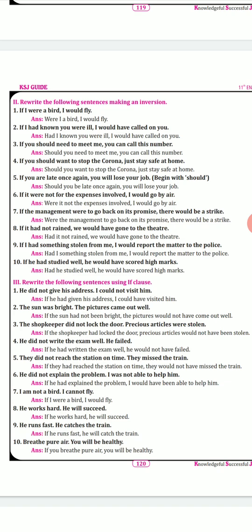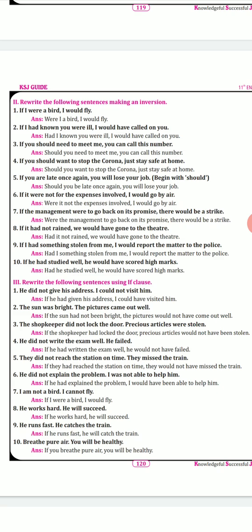And then another sentence, if I had known you were ill I would have called on you. So first of all we have to remove if, and then we have to change the position of a verb before the subject. So the answer is, had I known you were ill I would have called on you. Another sentence, if you should need to meet me you would call this number.